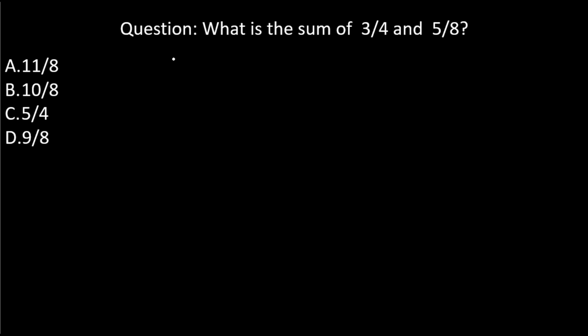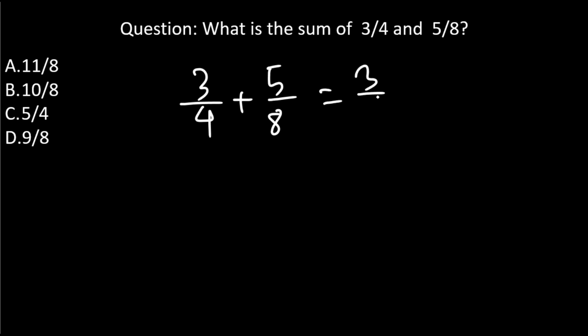So let's come to problem number 2. What is the sum of 3 over 4 plus 5 over 8? Here we need to match the denominators first. So 3 over 4 multiplied by 2, plus 5 over 8.